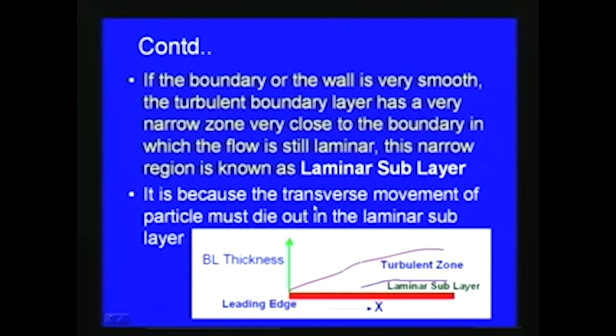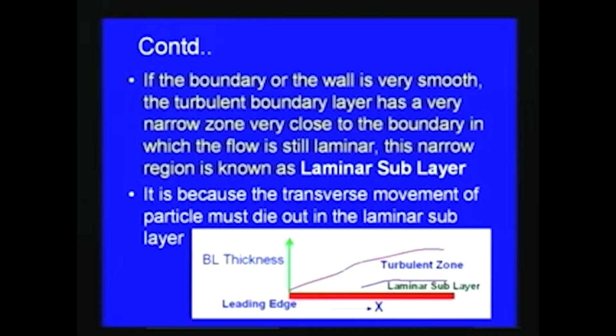This laminar sublayer forms because the transverse movement of the particles must die out in the laminar sublayer. With respect to the fluid movement, there will also be transverse movement of the fluid particles. That will die down very near to the flat plate surface, and that is why this laminar sublayer is formed. So, if we consider the flow over a flat plate, initially there is a laminar boundary layer, then a transition boundary layer, and then a turbulent boundary layer. But even for the turbulent boundary layer we can identify a very small thickness of laminar sublayer.